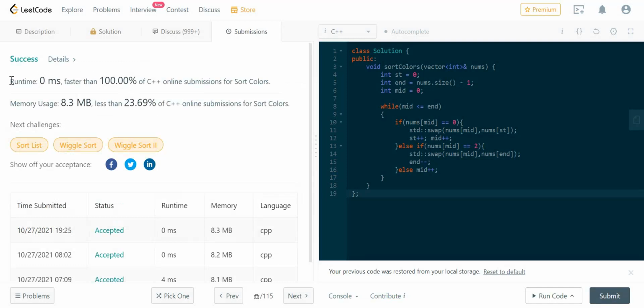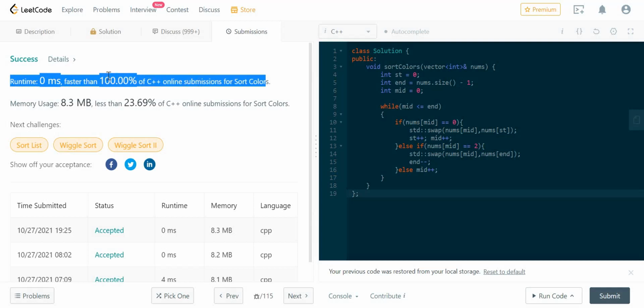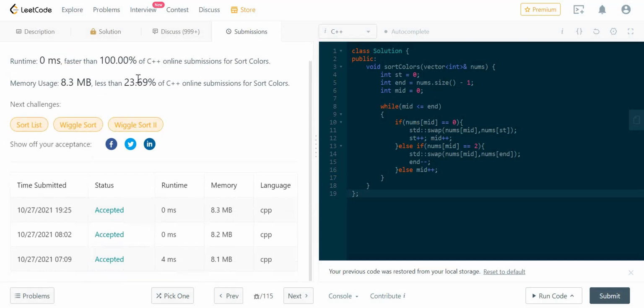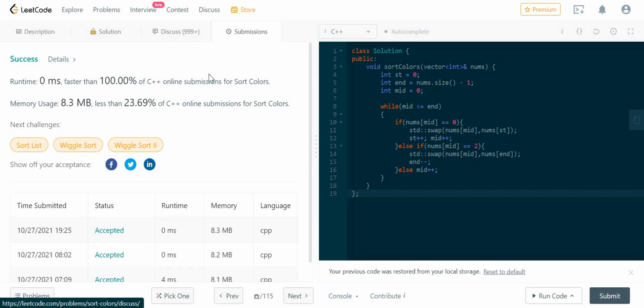Don't ever think your algorithm is the fastest based on this 100%. This is always wrong. Most of the cases it's wrong. So I suggest you go through the discussion after you solve any problem on LeetCode. So thank you.